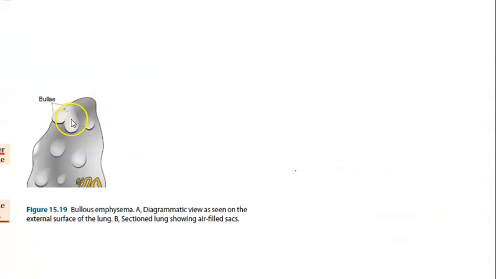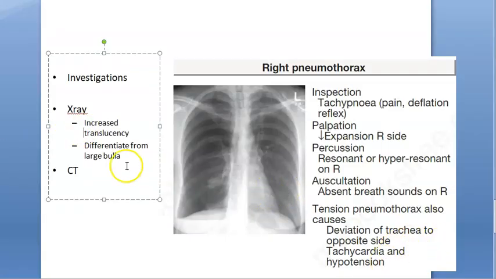This is bulla. You can see here, these are air-filled cysts, bubble-like structures. They are large in size, larger than 1 centimeter. So you should not confuse them with a pneumothorax. X-ray will also show you mediastinal shift. What else can it show you? It can show you a lot of things.